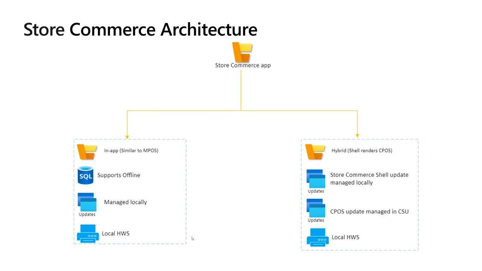With Store Commerce in the hybrid mode, it still has that local hardware station. We've actually built that into Android as well now, and iOS is coming soon. And of course, Cloud Point of Sale being managed centrally in the commerce scale unit means that you have fewer points where you're performing updates, as opposed to just the app shell, which doesn't have as critical of an update mechanism.